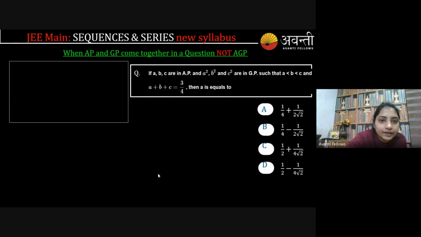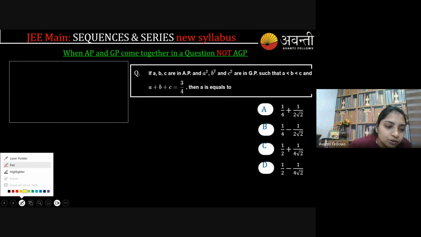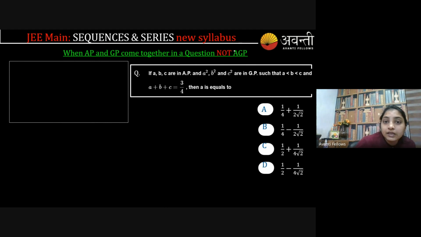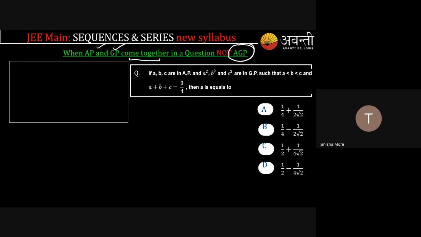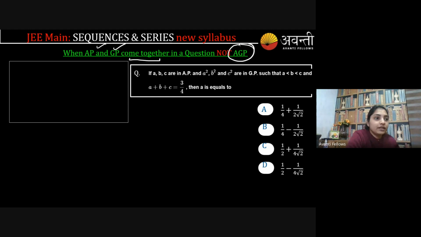See, one thing already everyone knows who are going to appear for the JEE in the upcoming years, that AP and GP can come together in the question, but AGP is not in syllabus now. Three terms are in AP as well as they are in GP. But AGP, like a sequence, will look like this: numerators are in AP, denominators are in GP. They are not in syllabus now.